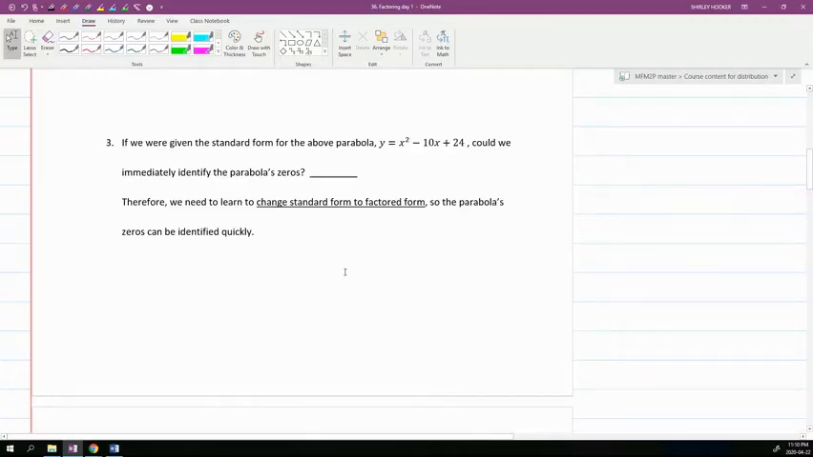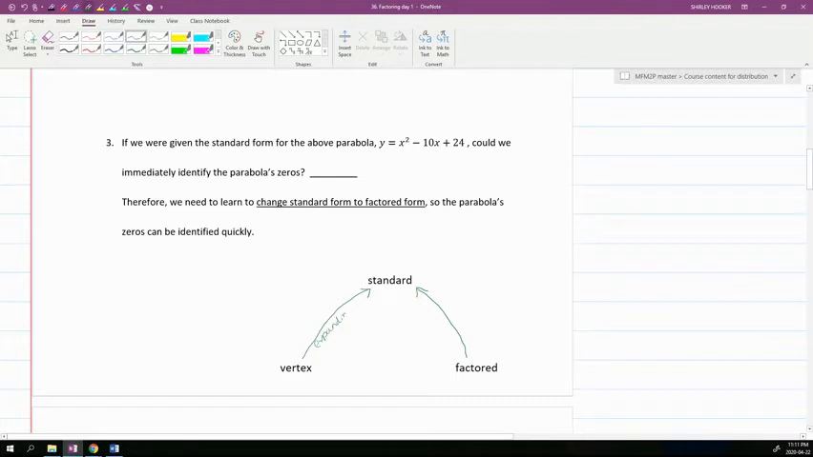Class, we are looking at converting from one form to another when we're looking at parabolas. Parabolas come in three forms. Remember, we have standard form, vertex form, and factored form. And we're looking at ways to convert from one to the other. What we looked at yesterday and the day before, I think, was converting from factored form to standard form and from vertex form to standard form. And we did that just by expanding.